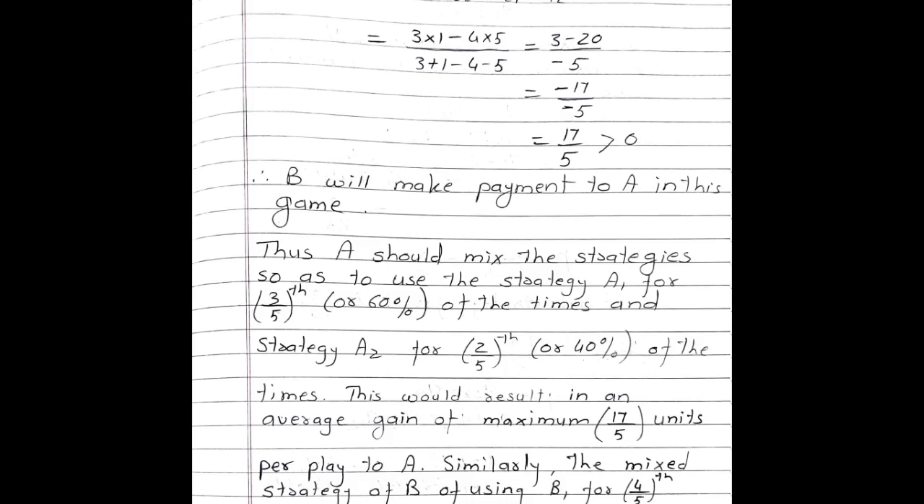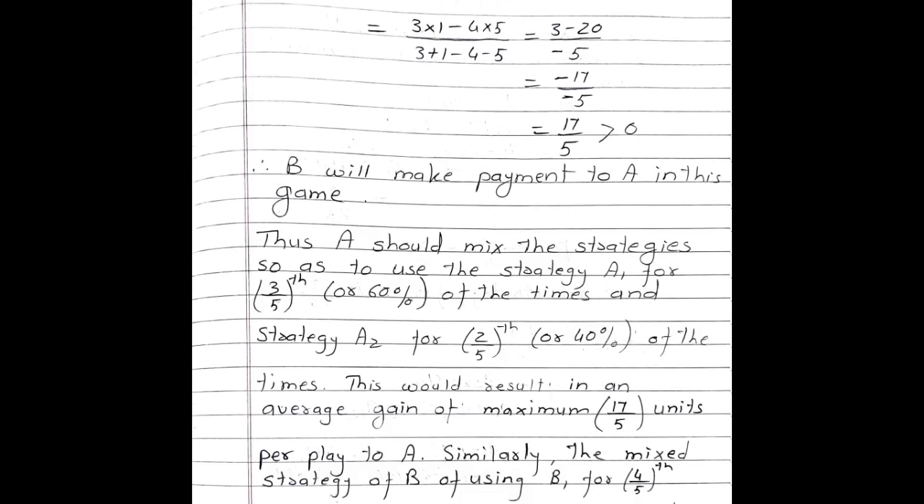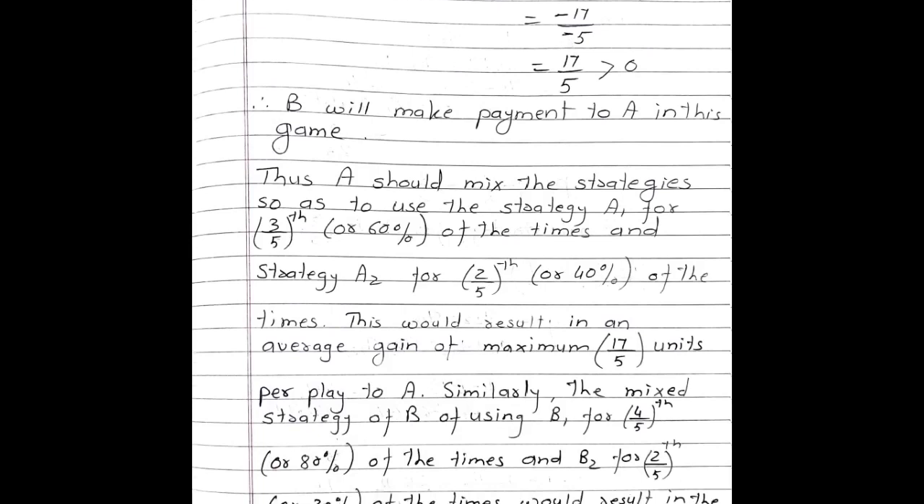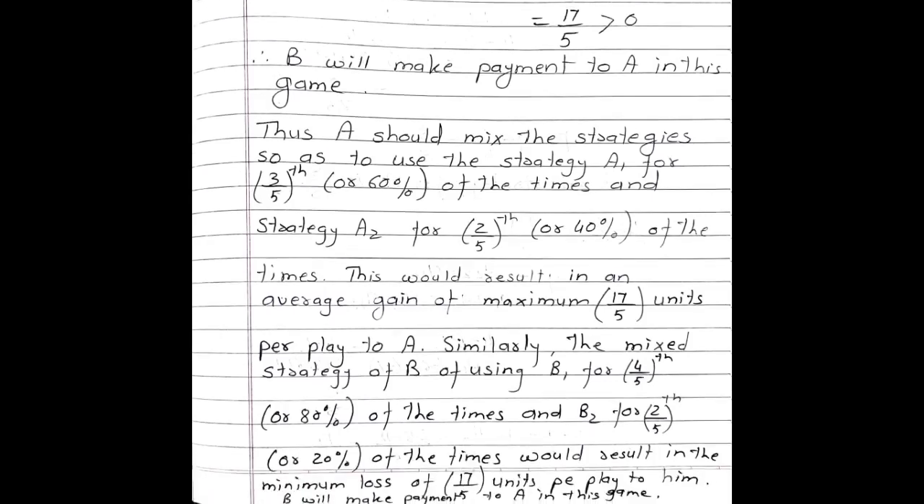Similarly, the mixed strategy of B is using B1 for 4/5 of the times or 80% of the time, and B2 for 1/5 of the time, that is 20% of the time. Minimum loss of 17 by 5 units per play to him. So B will make payment to A in this game.